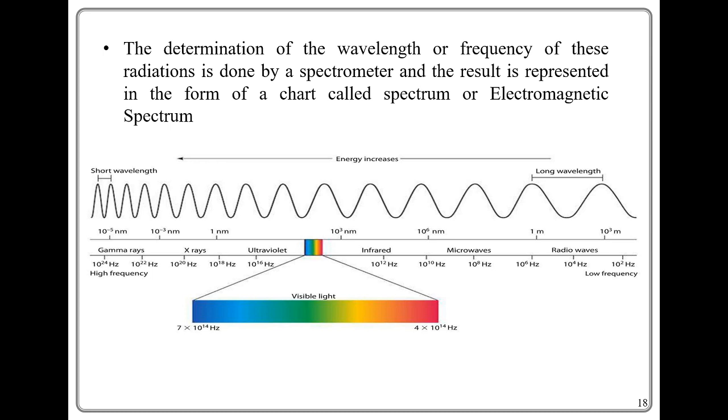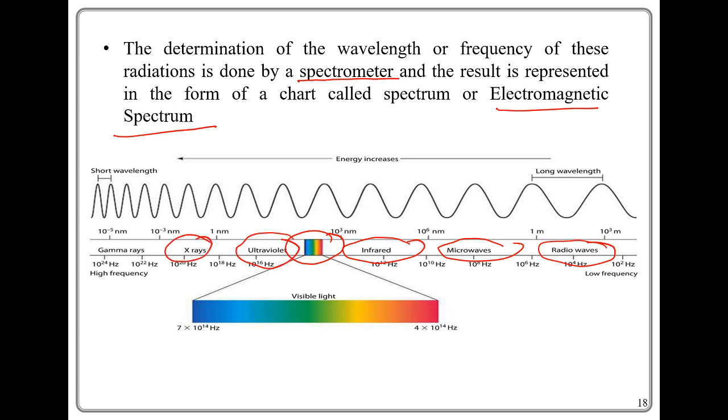Now the determination of the wavelength or frequency of this radiation is done by a spectrometer, and the results are presented in the form of a chart normally called the electromagnetic spectrum. The electromagnetic spectrum has different regions. There's the radio wave, the microwave, the infrared, and the visible region. In the visible region, we are able to differentiate colors. Then you have the ultraviolet, the X-ray, and the gamma rays.